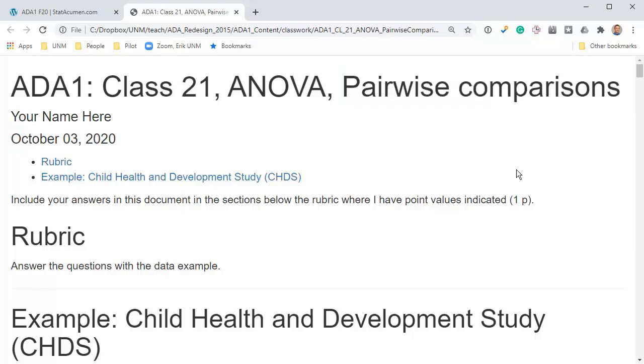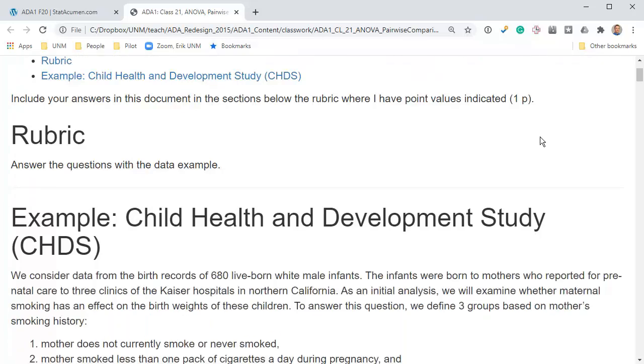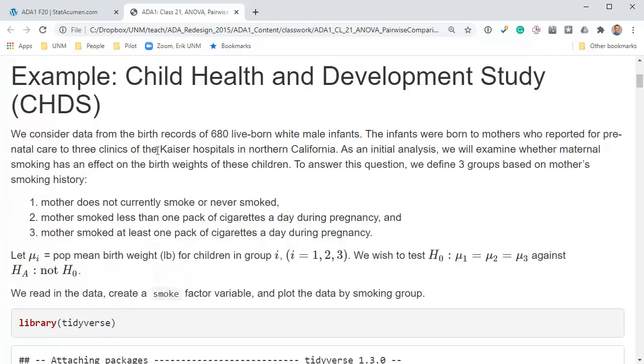Okay, so those are the two steps. First, test: are all the means equal? And if not, then for which pairs do we have evidence that they differ? All right, so this example comes from the Kaiser hospitals in Northern California, where we have data on 680 babies who were born to mothers receiving prenatal care, and we actually have several variables on those mothers, but in this example we are going to look at 3 groups based on the mother's smoking history.